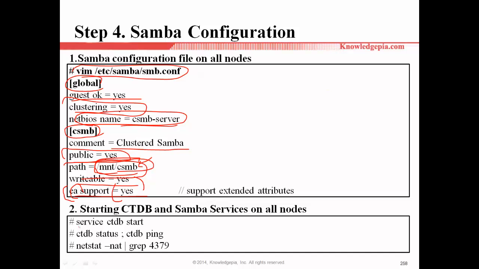Number 2, starting CTDB and Samba service on all cluster nodes. Using this one, service CTDB start. If we are successful in starting the CTDB, please check the status, CTDB status and CTDB ping, like this. The CTDB service normally uses port number 4379. So after you start the CTDB, please check whether this port number is open or closed.